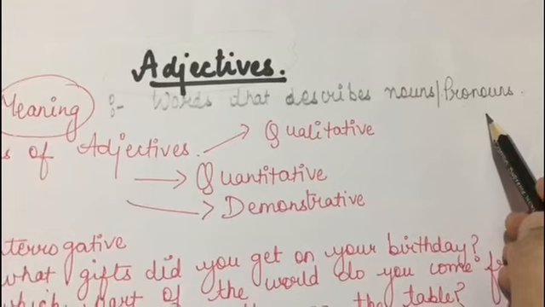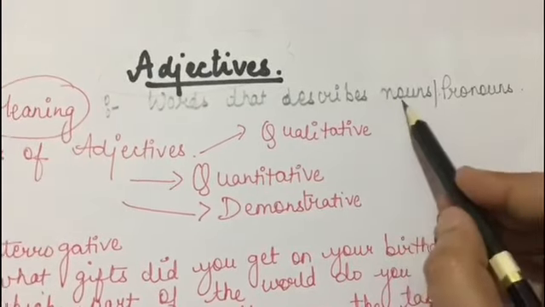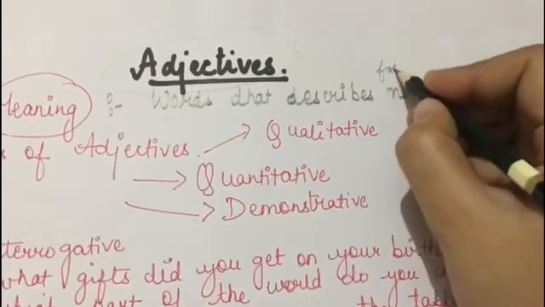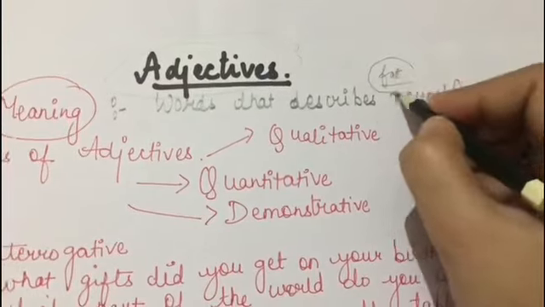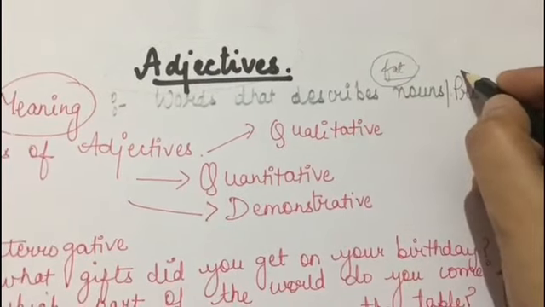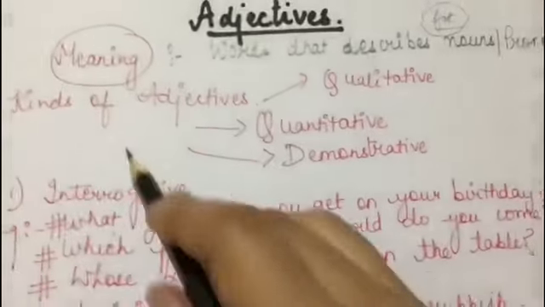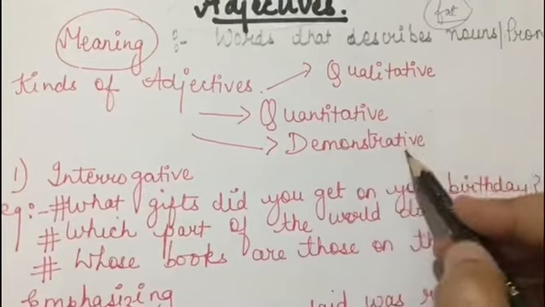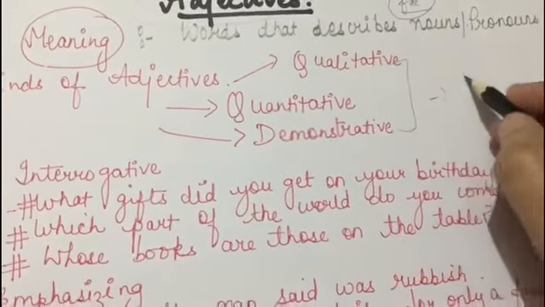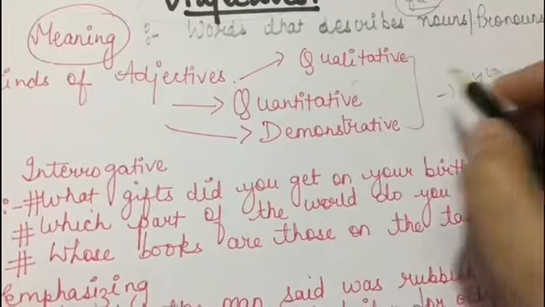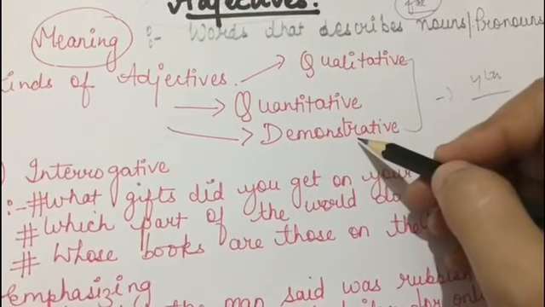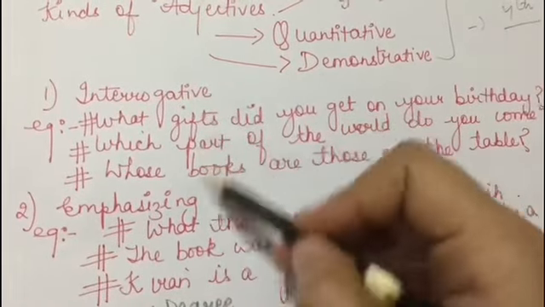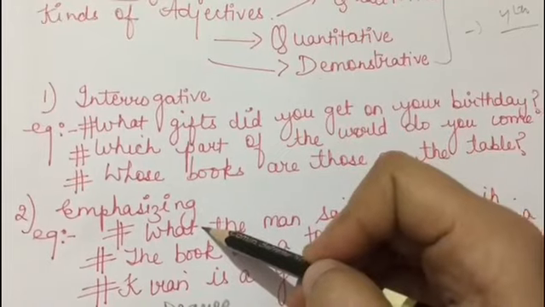For example, if I say, the fat cat sat on a mat. Okay, so over here the word fat is the adjective because this word fat is describing the cat more. Okay, next we'll be doing kinds of adjectives: qualitative, quantitative and demonstrative. These three adjectives you have already done in your 4th class. So we'll just have a quick recap of these three adjectives, and then we'll move to interrogative and emphasizing adjectives that are there in your class 5, and moreover it is also there in your syllabus.